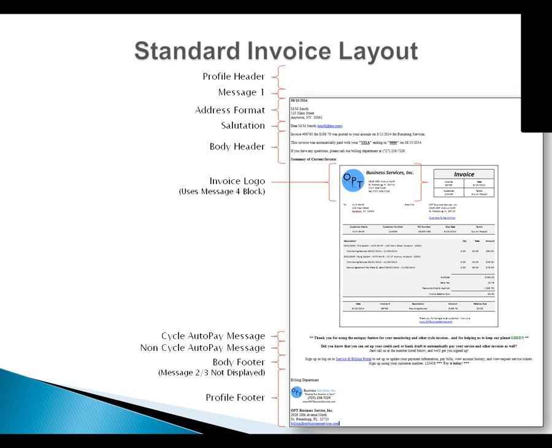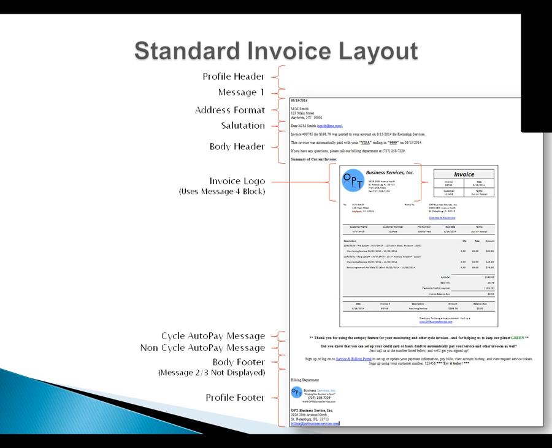So this is a typical email invoice from OPT. We have this section broken down into multiple pieces or multiple blocks. For instance, here we show that the top section has a profile header and a message one that's not being used in this particular event. There is an address format salutation that can be customized within the invoice, within the OPT sync interface. This allows us to determine how we want to greet the customer and what information should be shown on the event without having to drop the variables in manually.